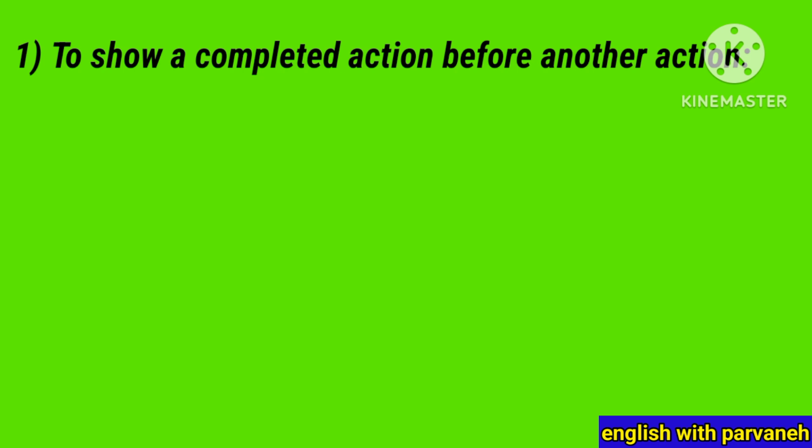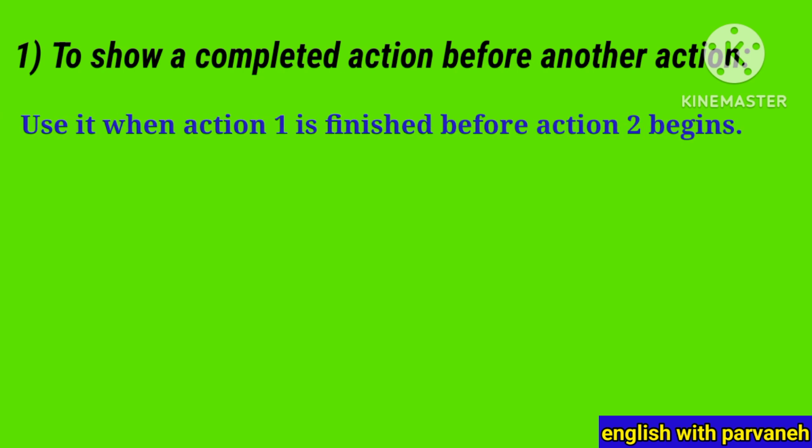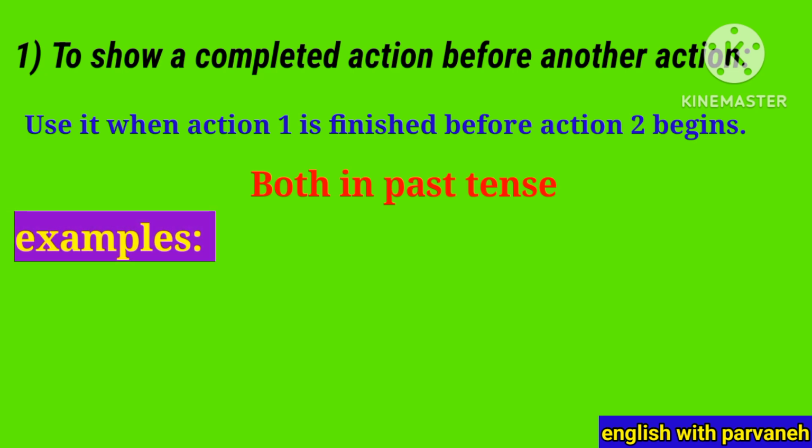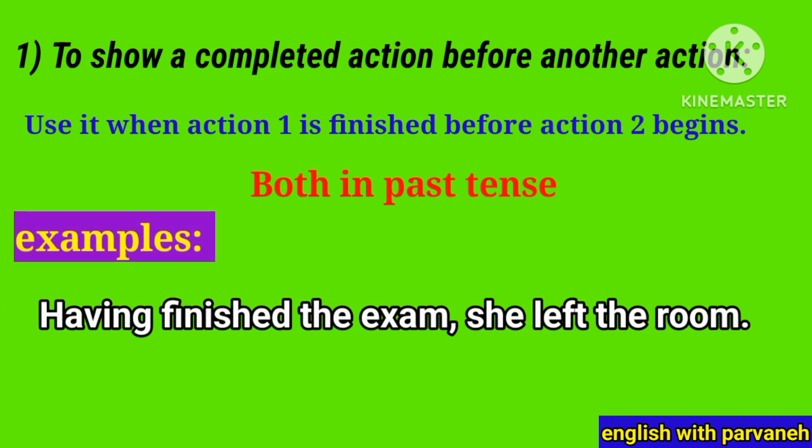Number one, to show a completed action before another action. And this is the most common use, by the way. Use it when action one is finished before action two begins, and both of these two actions are in past tense. For example, having finished the exam, she left the room.